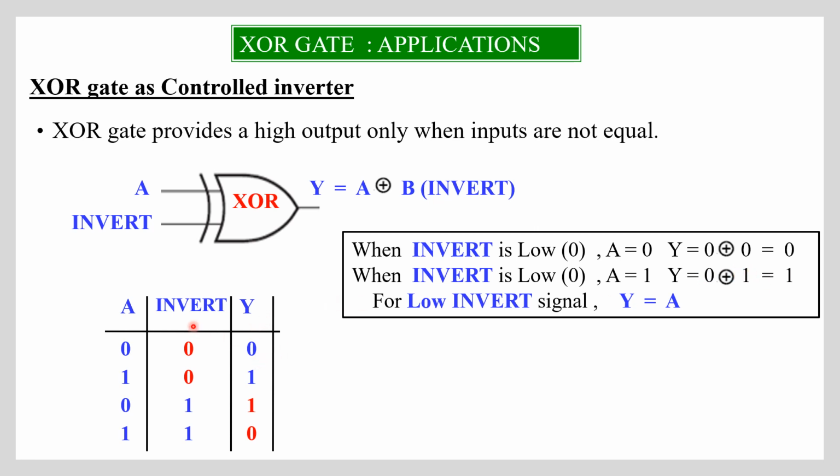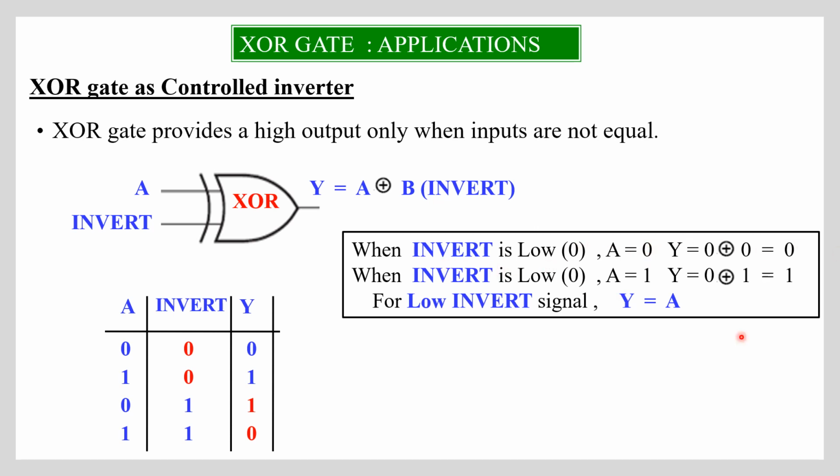So when we keep the invert low, Y is equal to A, meaning the output follows the input. Whatever input we apply, we get the same value at the output. We apply 0, so the output will be 0, and when we apply 1, the output will be 1. That is, the output follows the input. When you want the output to follow the input, you have to keep the invert at low.